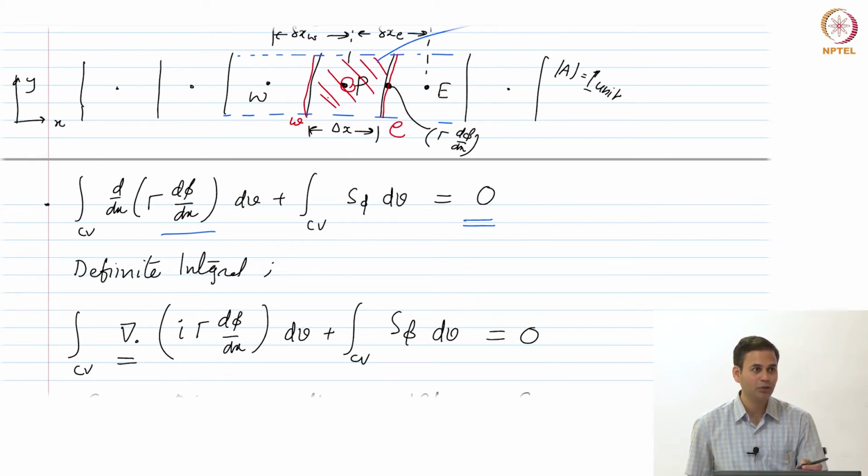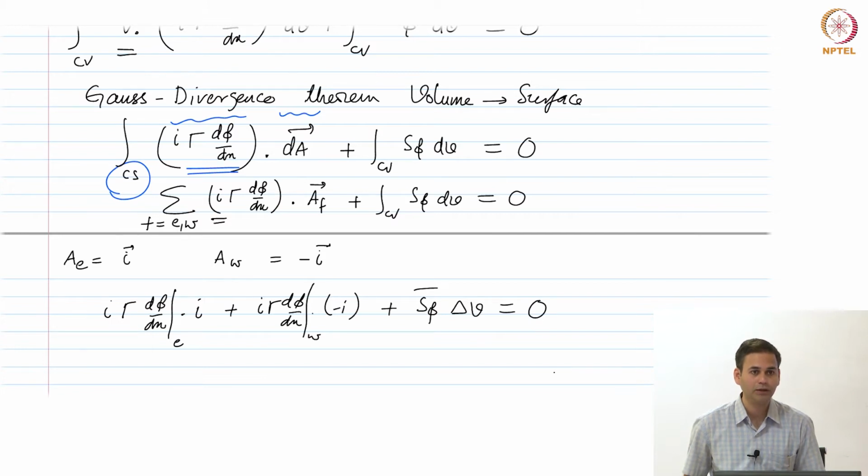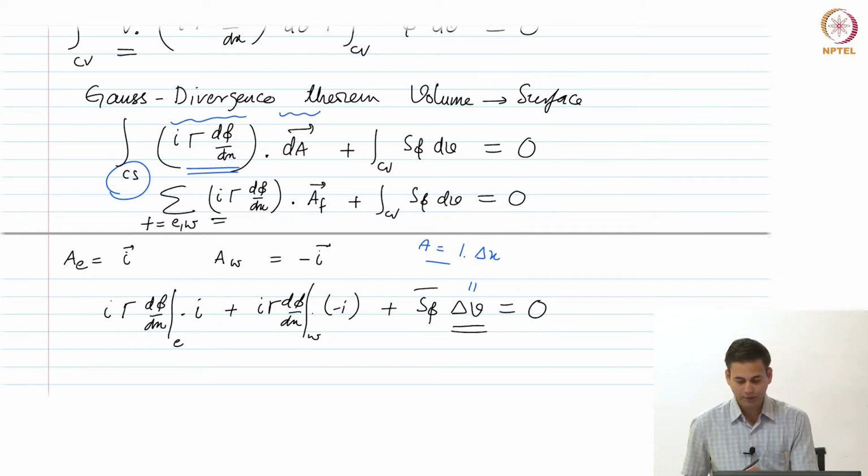That means that is equal to the integral of S_phi dV. So I would replace this with S_phi bar, which is an average value for the entire cell, times delta V equals 0. I am introducing an approximation here, fine. Now, what is delta V? Delta volume of the cell, that is nothing but 1 times delta x. This is the area equals 1 times delta x.